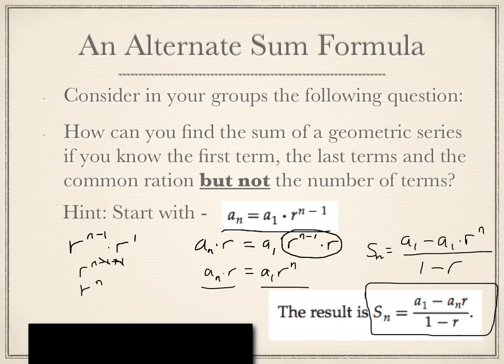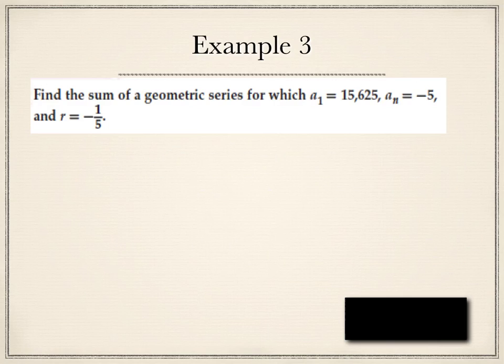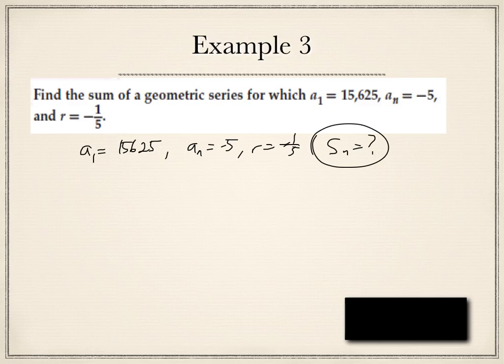If you don't know what n is, but you do know what a sub n is, then you can use this. Let's try this one more time. This time we know what a sub 1 is, 15,625. We know a sub n is negative 5, and we know r is negative 1/5. And we're supposed to find s sub n. Okay? So how do we find s sub n? Well, if I try it using my normal formula, I run into a problem because I don't know what n is.